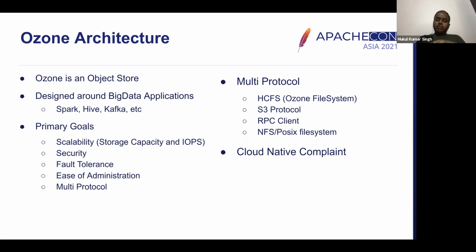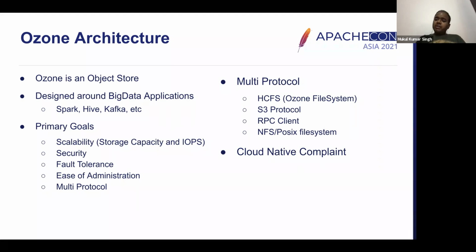Some of the primary goals of developing Ozone was to go beyond the scalability limits of the HDFS name node. So we provide significant scalability improvement when compared to the HDFS name node in terms of storage capacity as well as IOPS. We provide Kerberos security, which is the same as how Hadoop security looks like. We are fault tolerant, so you can fail any of the master nodes as well as the data nodes, and the system self corrects itself. And then we have provided ease of administration, and this ease of administration is provided using a utility called Recon, and we'll be talking about that later on.